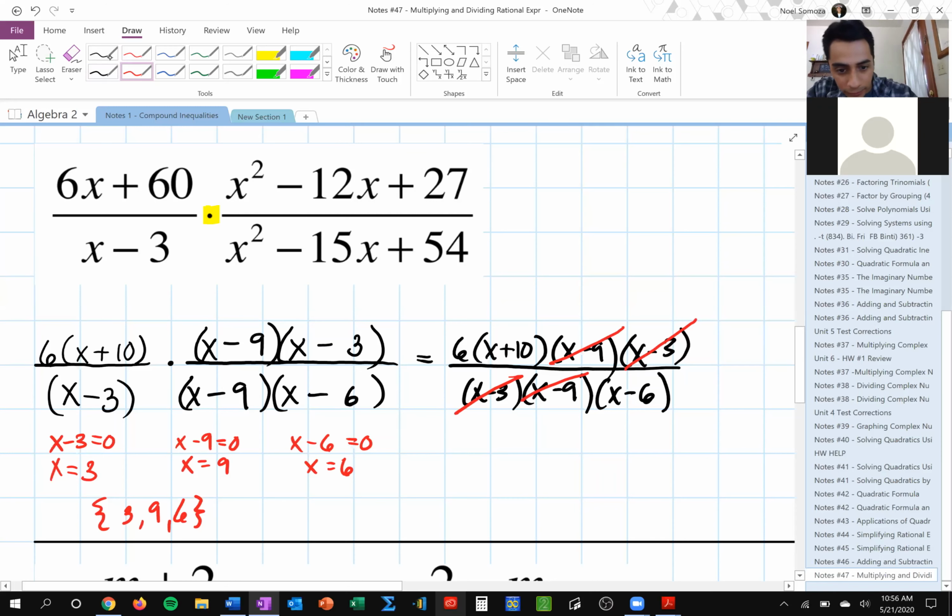So then finally what we're left with is simply 6 times x plus 10 all over x minus 6, okay? And then since we can't divide those factors out, we're just gonna leave it that way, that's okay. That is our simplified expression right there.